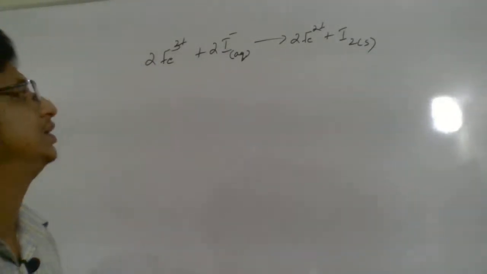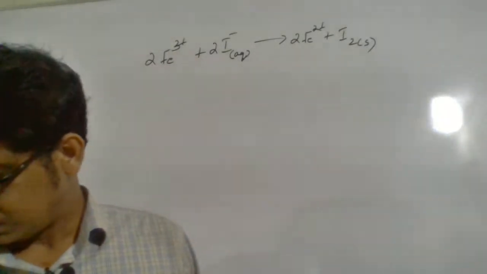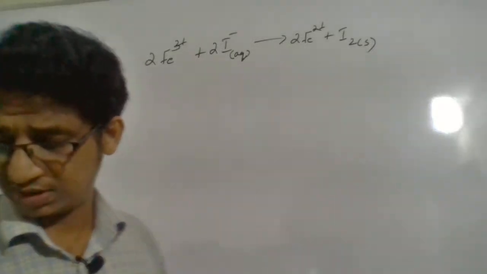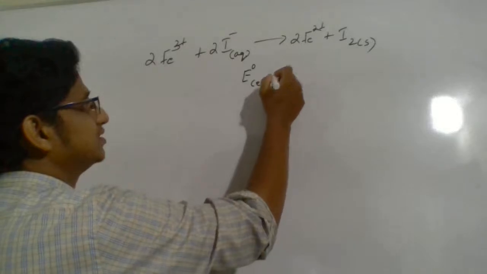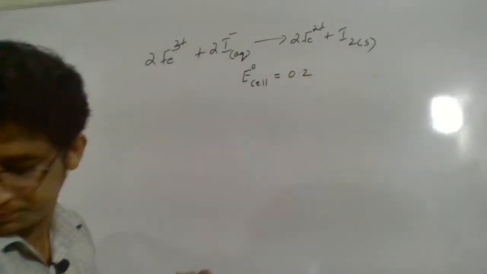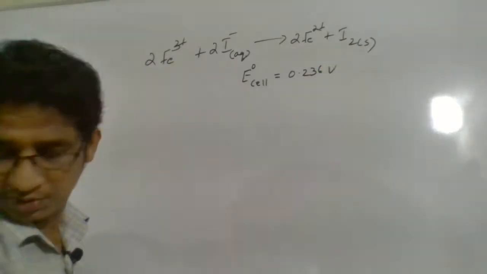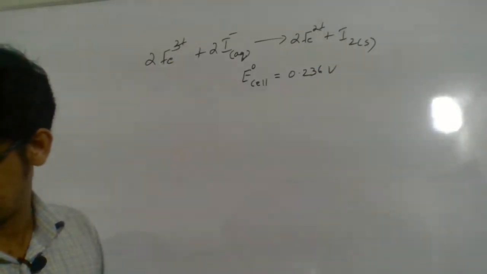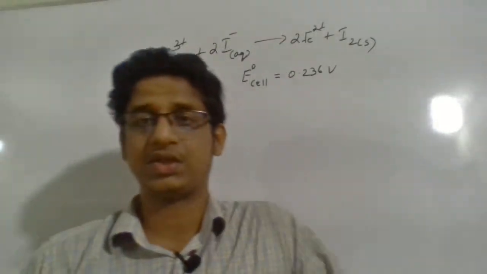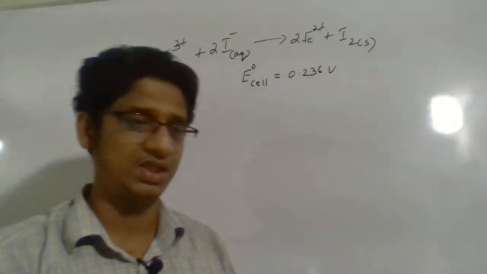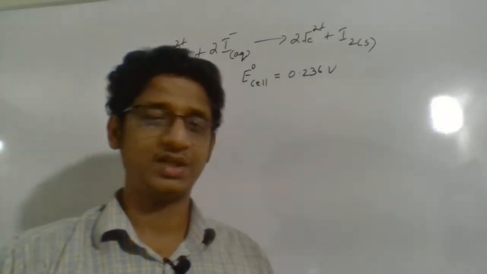Okay, so this is the cell reaction that is given, and the standard electrode potential is given: E0 cell is equal to 0.236 volt at 298 Kelvin. Calculate the standard Gibbs free energy change. Second, the equilibrium constant of the cell reaction. So that's the question. The cell reaction is given, and the standard EMF is also given.